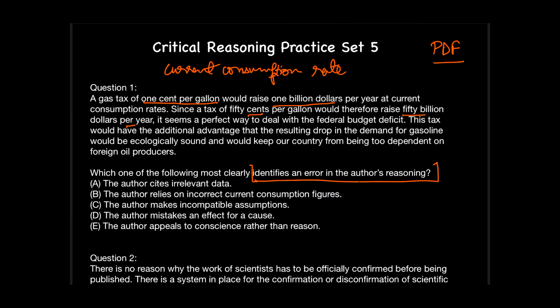You realize that the author is trying to draw a direct relation between the two. He is saying that if I apply a 50-cent tax instead of 1 cent, I will be able to generate $50 billion per year. And for this, he is giving a reason. If he does this, there will be two benefits to the country. The first benefit will be, of course, that the federal budget deficit will be dealt with. And at the same time, the demand for gasoline would be ecologically sound.